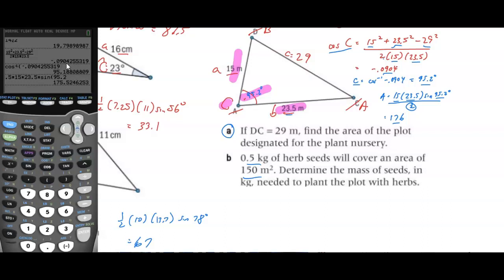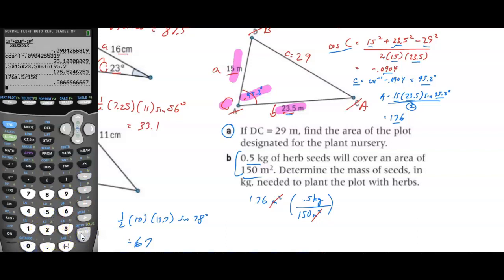So there's two ways to do this. One is I can start with 176 meters squared. I'm going to multiply it by this ratio and get kilograms. So in order to cancel out the meters squared, I'm going to put 150 meters squared on the bottom and 0.5 kilograms on top. The meters squared are going to cancel, and then I'm going to multiply everything else out, and I'll end up with the number of kilograms that I can spread here. So 176 times 0.5 divided by 150. That would be 0.587 kilograms.